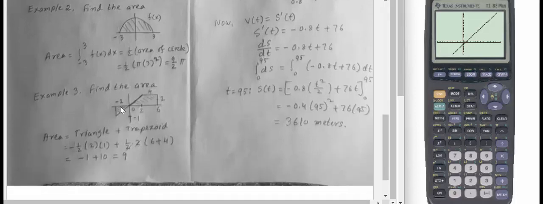The next example, this region is given, actually, no function is given to you. This is the region given.